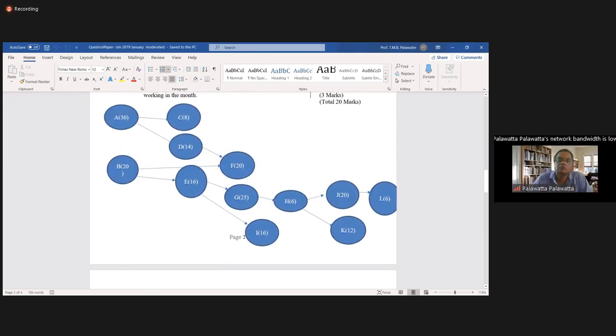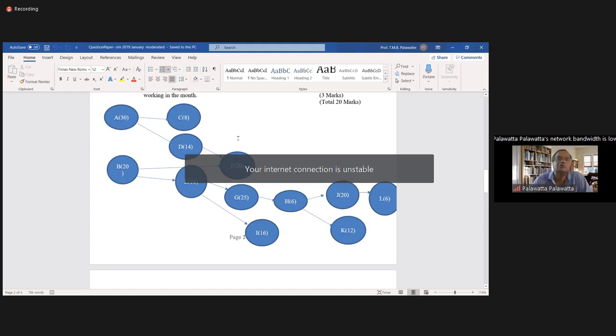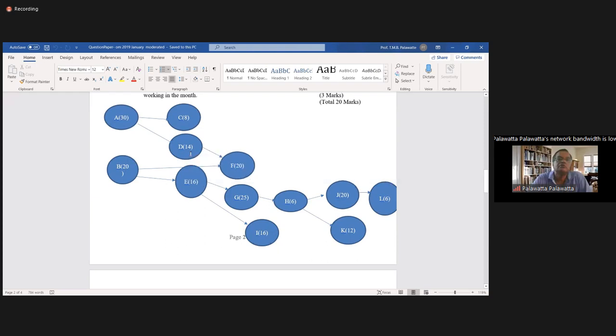The precedence diagram. A is a starting activity, and C and D follow A, and B is the starting activity, and E follows B, and F follows D and B. It takes 20 seconds, and G follows E, and I follows E. H follows G, and then J is after H, K is after H, and finally L is after J. So L is the final activity. Now we need to find out.